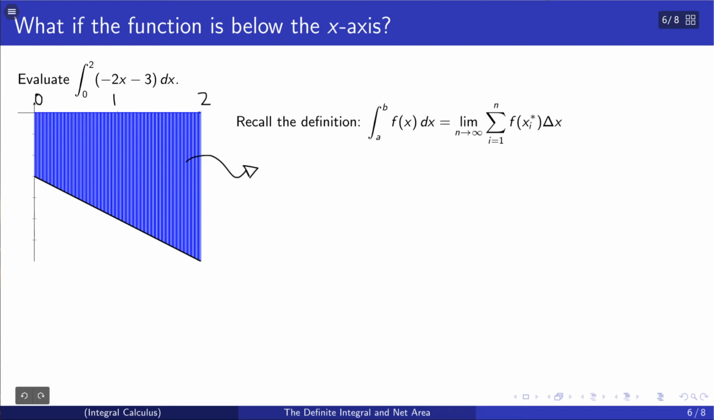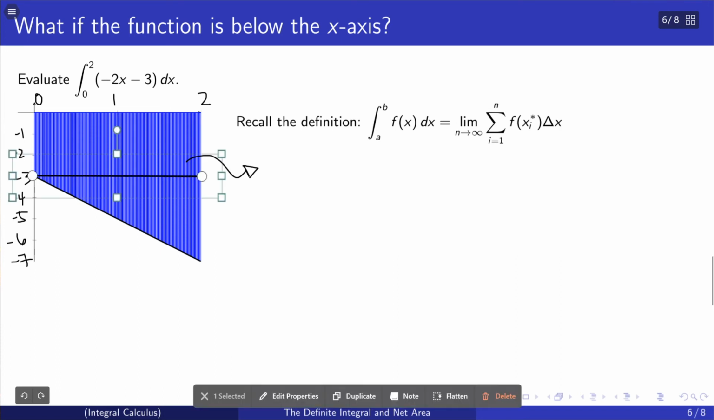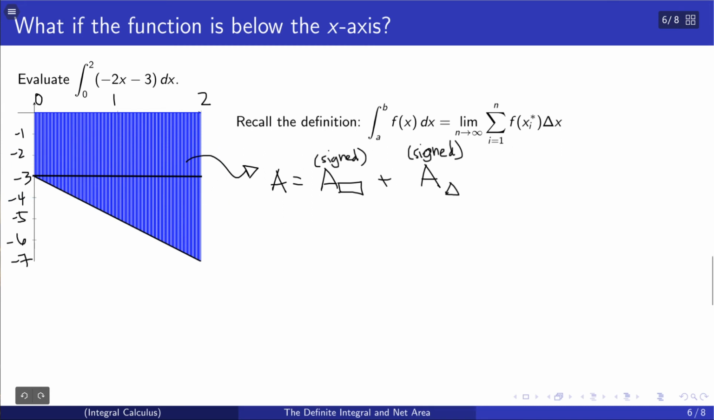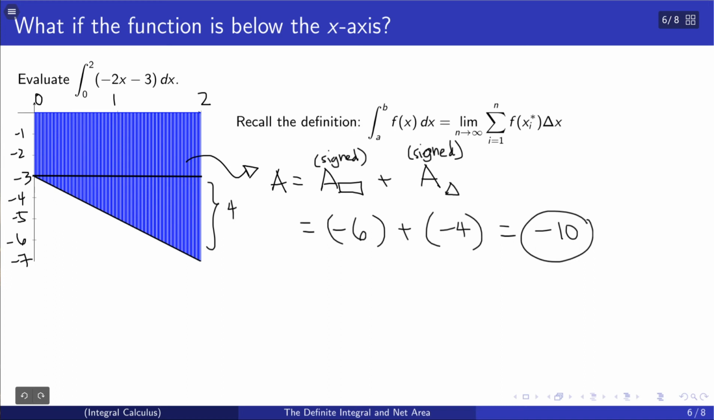And so in this case, we can do the same thing that we did in the previous example. Break it up into a rectangle and a triangle, and add the pieces individually. So this area is equal to the area of the rectangle plus the area of the triangle. And here we will make the distinction that we call them the signed area. So it's not just the absolute area of the shapes, but if it's below the x-axis, it's negative. So this is -6 plus, okay, this is 4 and 2, so this is -4. So -10 is the exact value of this integral.